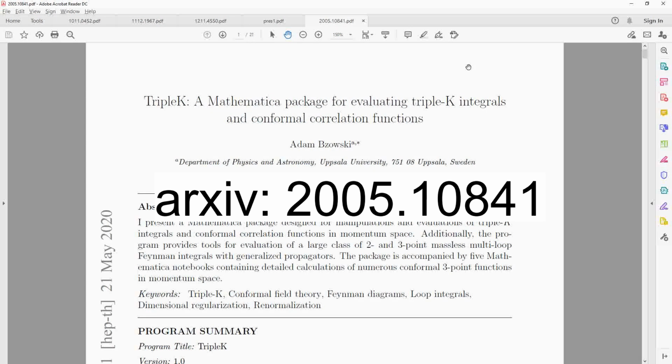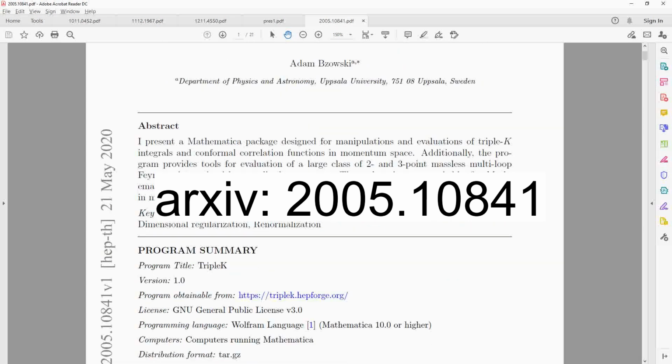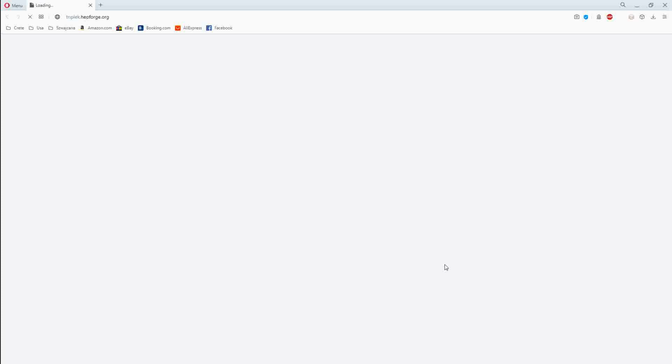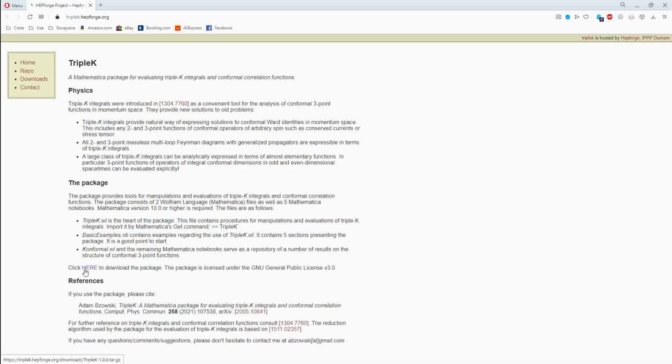So let's look at the package. When you open this paper and you scroll down a little bit, you get a link, you click the link, you can download the package. And if you click here, you'll get the package.